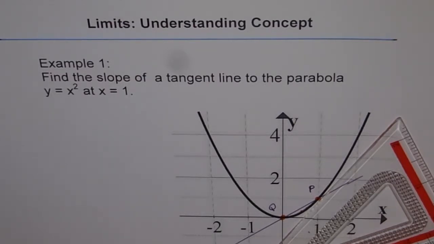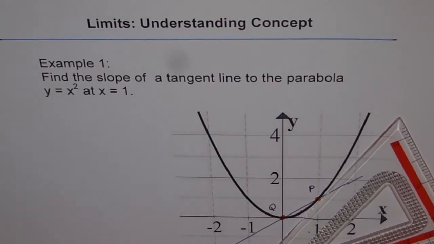So let me repeat. In the last video, we said that the slope of the tangent line is the limit of the slopes of the secant line as the point Q approaches point P. This is the concept we learned in the previous video, and here we are going to use this concept to find the slope of the tangent line.